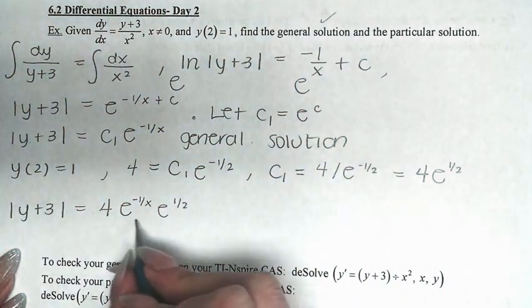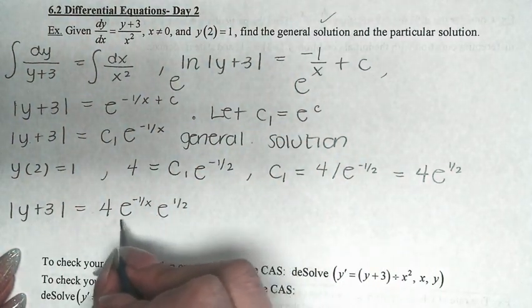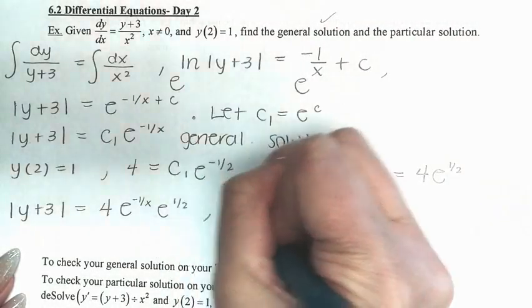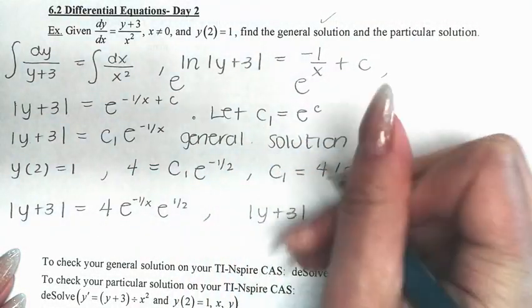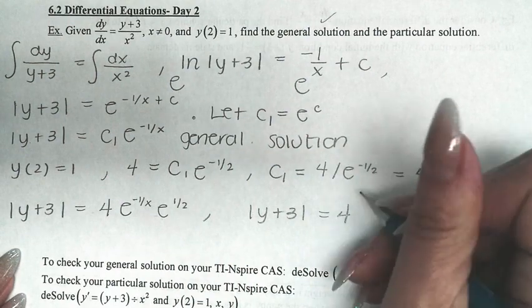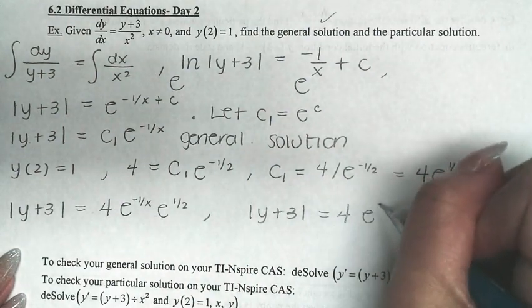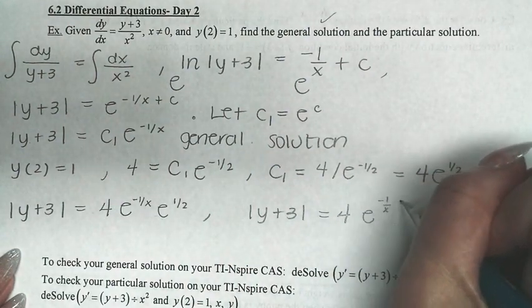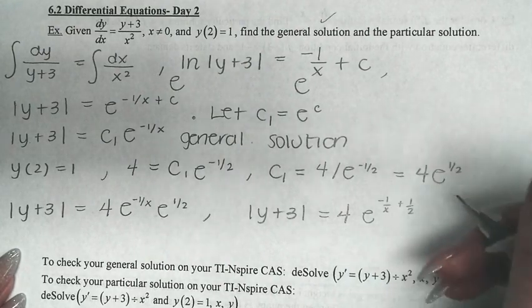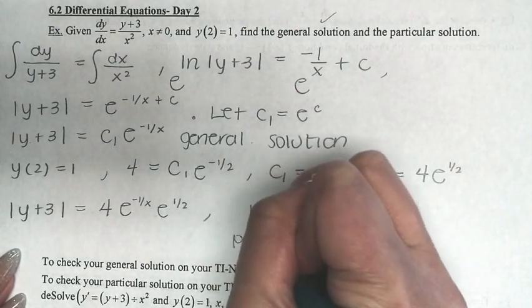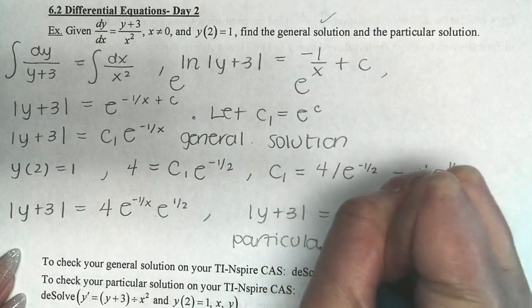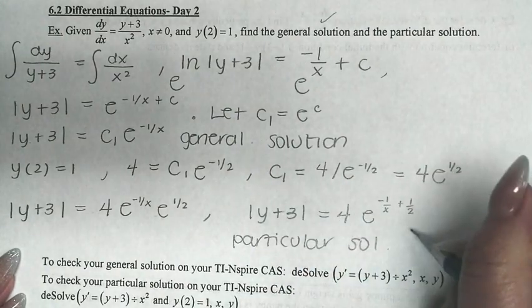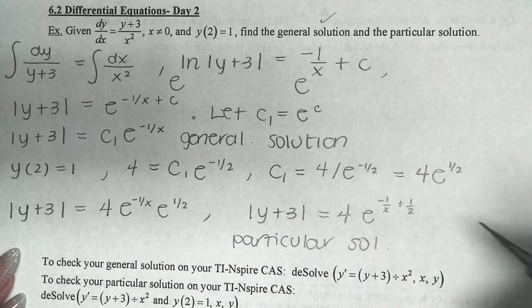We don't like this notation because it has two bases of the same. Therefore, my particular solution that looks prettier, or simplified, however you want to call it, is going to be e to the power of negative 1 over x plus 1/2, and that's going to be the particular solution that we're going to use for this one, okay? And this is the one that I like the most.